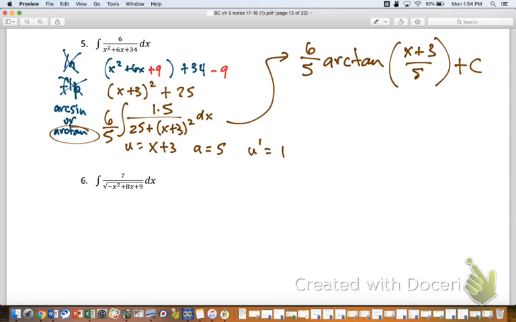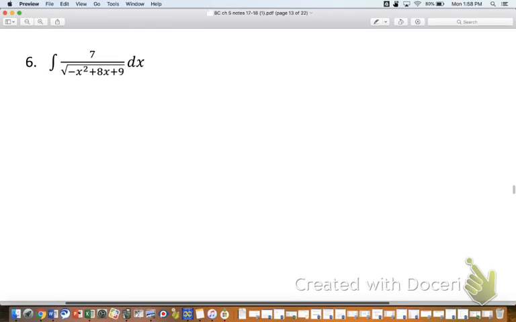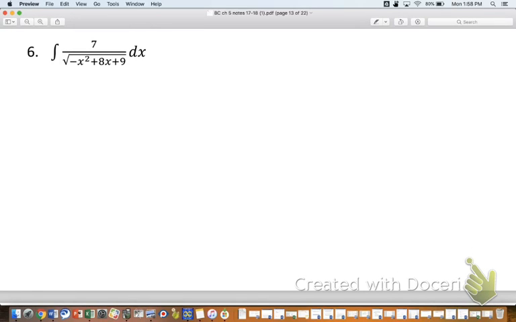There it is. Got one last one to do here. So let's take a look at number 6. So number 6, maybe the first thing you do is you get the 7 out of there. So it would be 7 antiderivative of 1 over square root of negative x squared plus 8x plus 9.